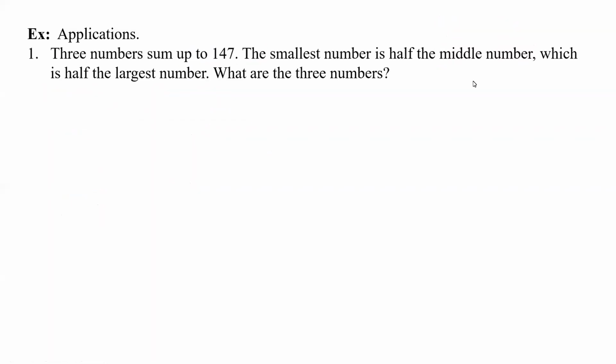All right, we're back on part 5 of 9.2. So now we're back to applications. So here it says 3 numbers sum up to 147. The smallest number is half the middle number, which is half the largest number. What are the 3 numbers?